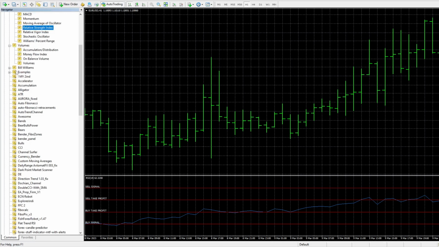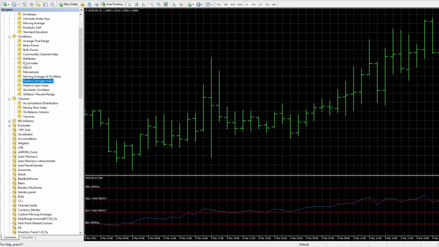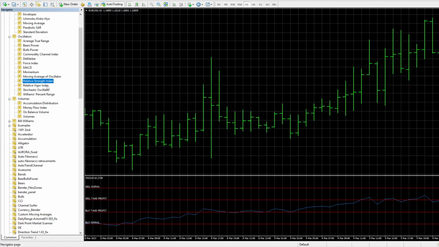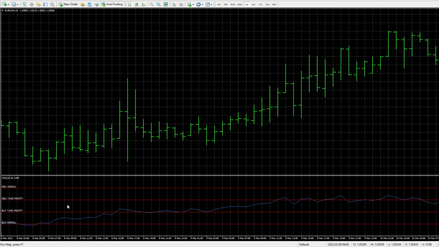Now let's see how to add the RSI indicator. I already added it and made some adjustments. I do not approve because I added the indicator before. I cancel. The RSI indicator is shown below.